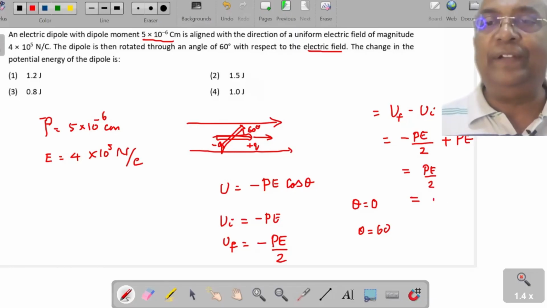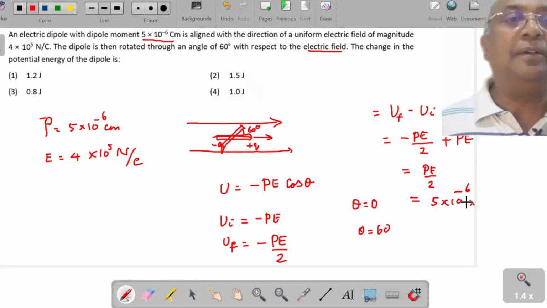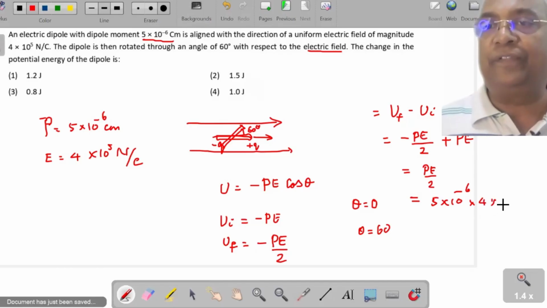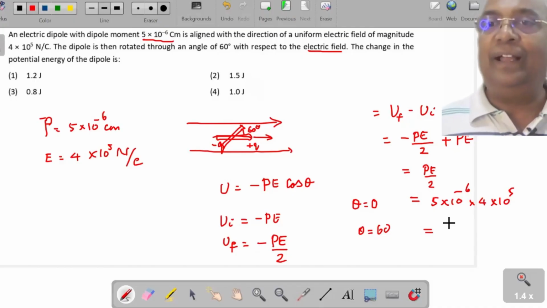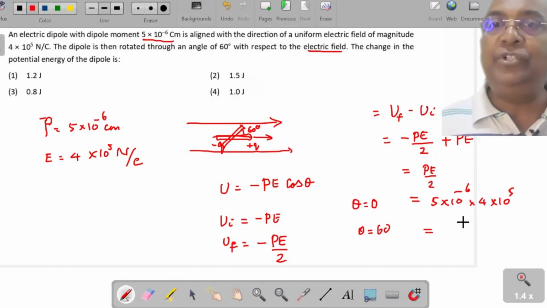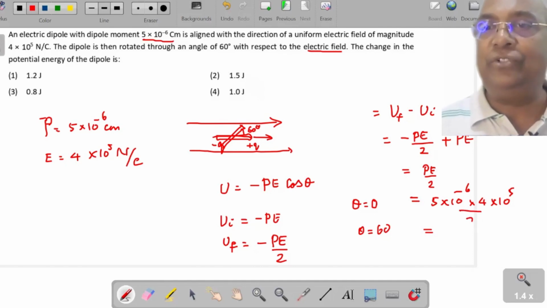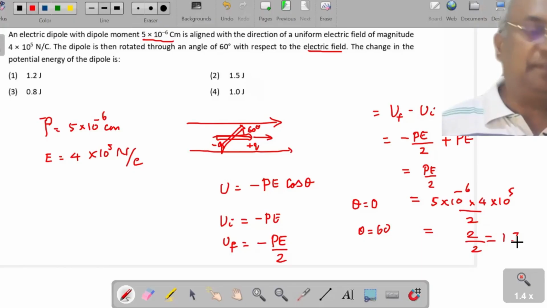P is 5 into 10 to the power of minus 6, and E is 4 into 10 to the power of 5. Together that is 20 into 10 to the power of minus 1, and divided by 2 gives 1. So the change in potential energy is 1 joule, which is correct.